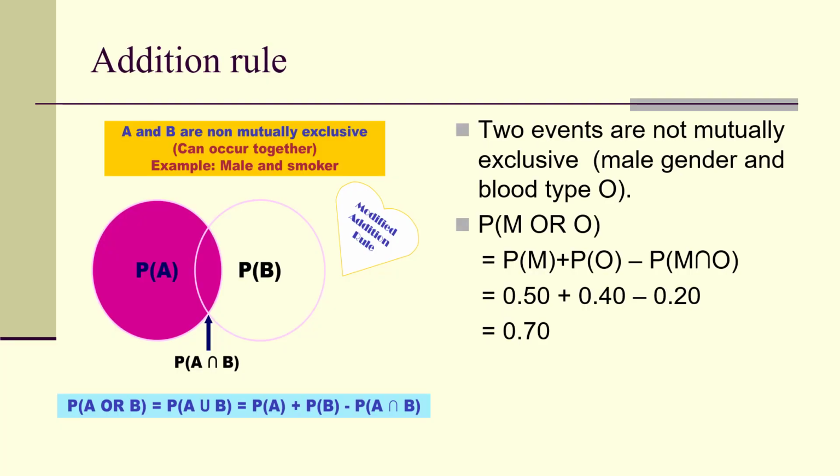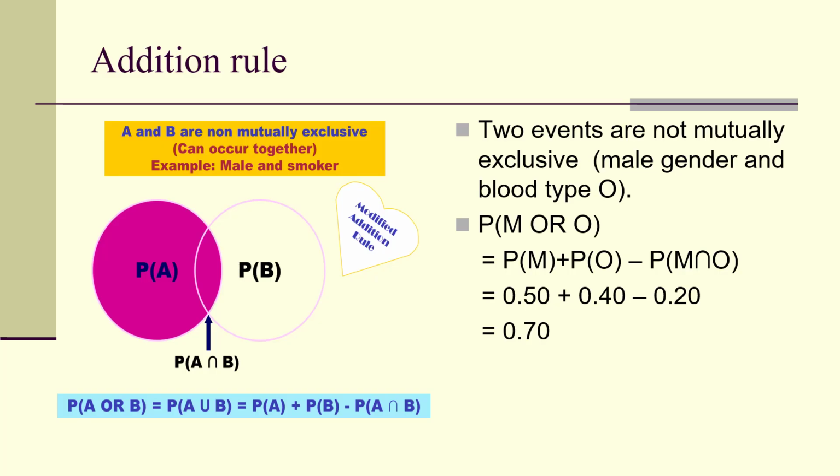On the other hand, if two events are non-mutually exclusive, which means they can occur at the same time, then to calculate the probability of A or B, we must subtract the intersection of A and B from the sum of the probability of A and the probability of B, because we don't want to count the intersection twice.